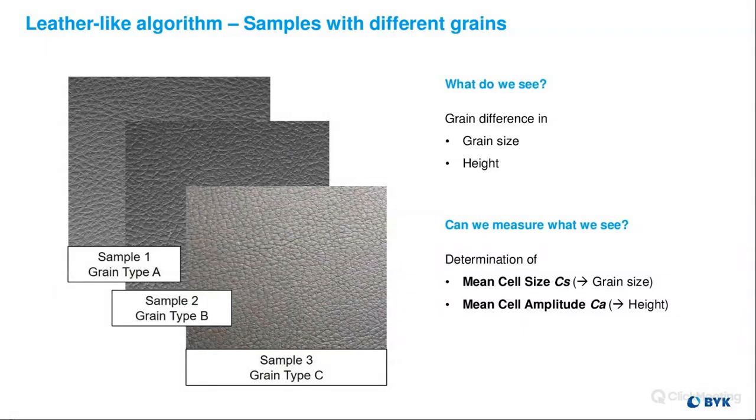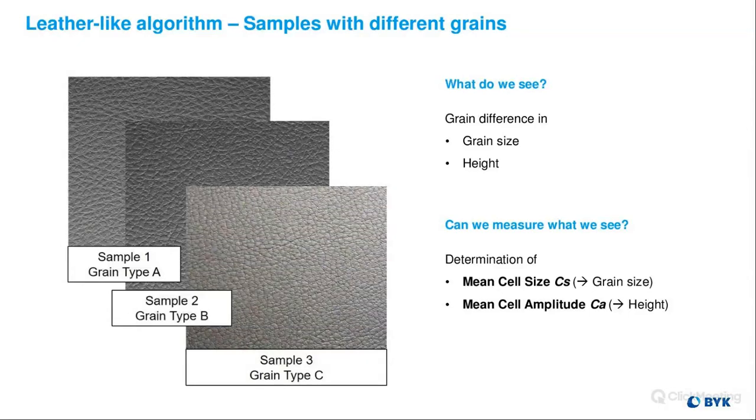To start, we can see a clear difference in the grain size and then the grain height. For example, sample 1 has larger cells, if you look closer, and more spacing in between the cells, whereas sample 3 looks like it has a lot more cells. They're a lot smaller. So it's just a nice differentiation between them.